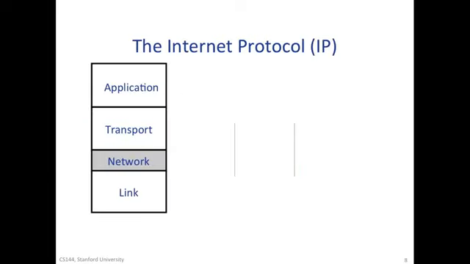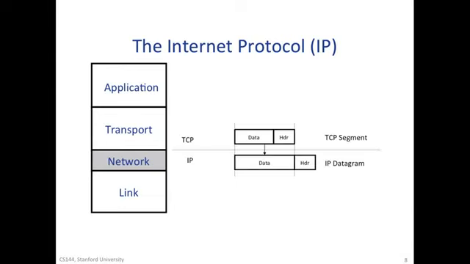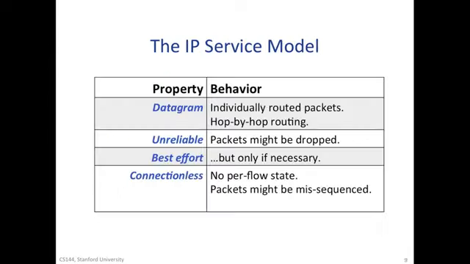So as we know, the network layer is the second one up from the bottom, and if it's sitting below TCP, it's responsible for taking TCP segments, putting them into a datagram, and then sending them through the network. The IP service model is very simple. Here are its main properties shown below.